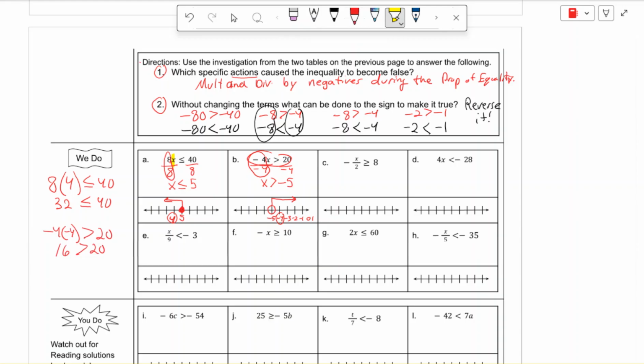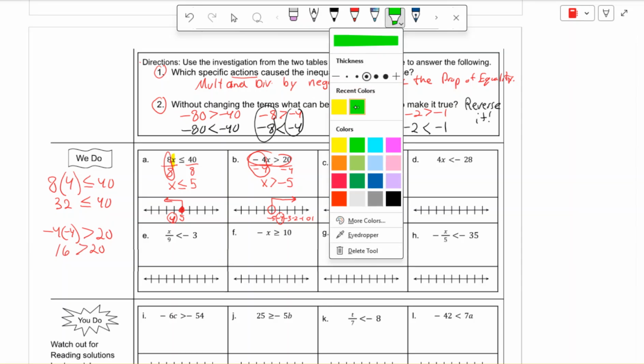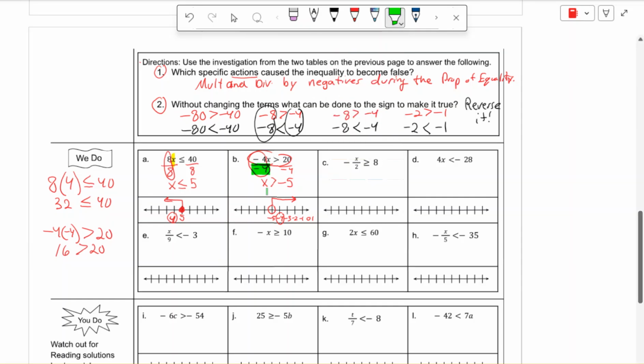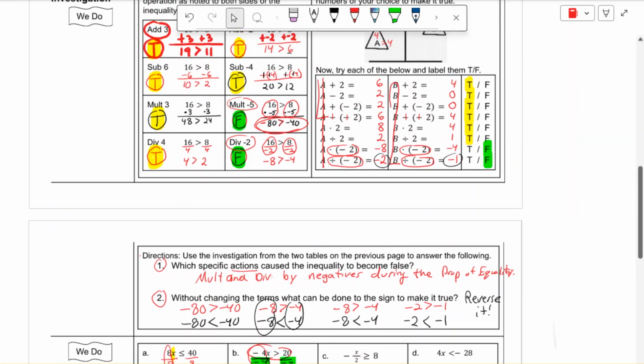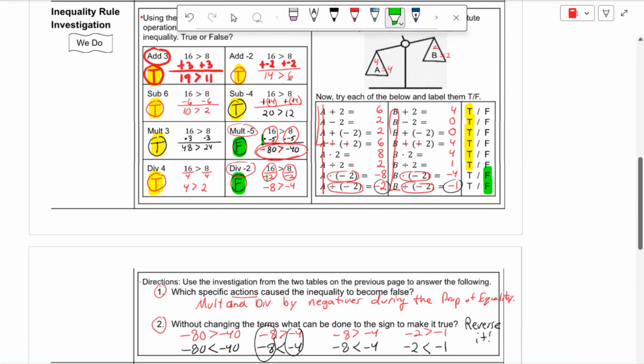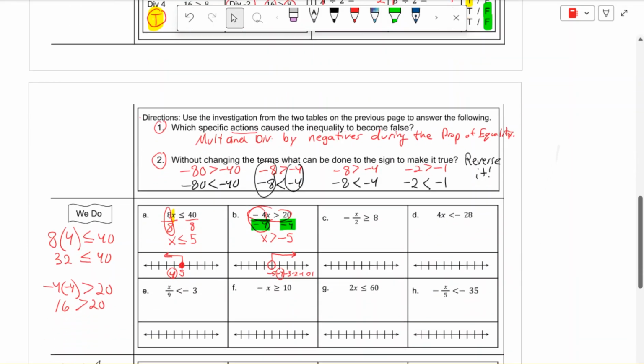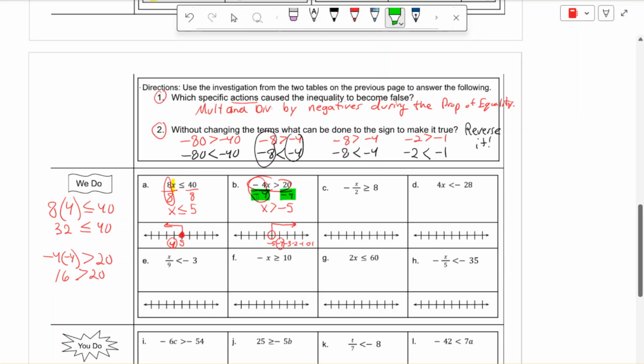And here is what is wrong. We divided one side by a negative, and we divided the other side by a negative. And isn't that what was happening right up here in the green? We divided one side by a negative and the other side by a negative, and the sign became false. Look over here. We divided one side by a negative and we divided the other side by a negative, and it became false. So we learned that when you divide by a negative during the property of equality, the sign has to reverse. So get rid of that sign and reverse it.